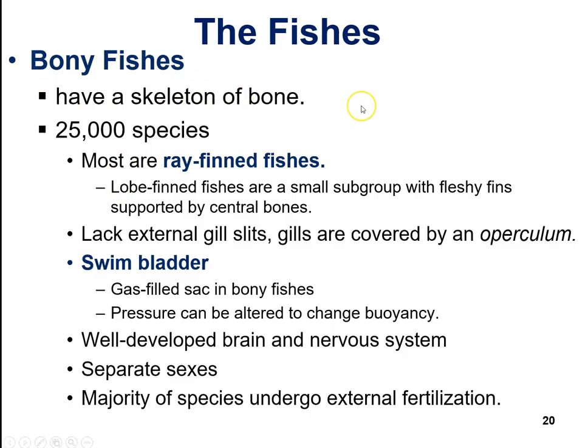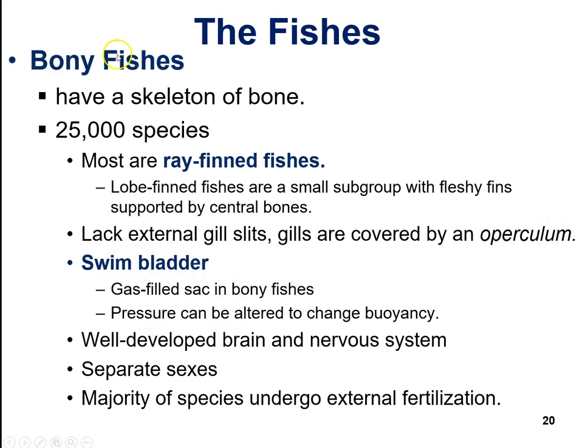All right, bony fishes have a skeleton of bone, hence the name. There are about 25,000 species. Most of them within the bony fishes are called ray fin fishes. There is a small group of fishes called lobe fin fishes, and they have these fleshy, chubby fins. Like I said, I'll say a little bit more about those lobe fin fishes in a second. These guys lack external gill slits, and their gills are covered by something called an operculum. They also have a swim bladder.